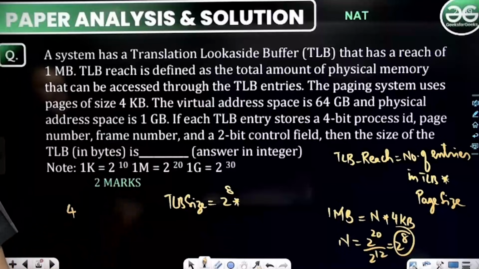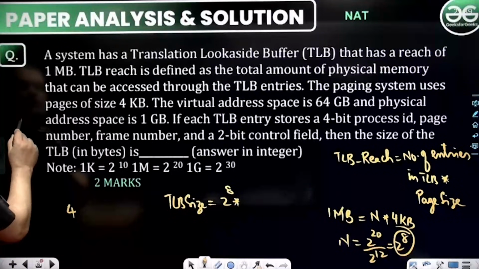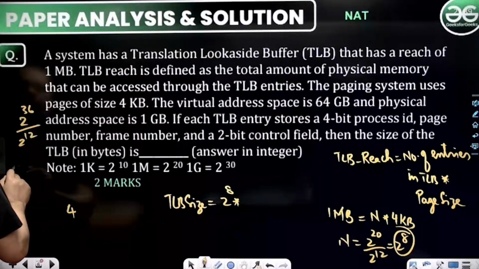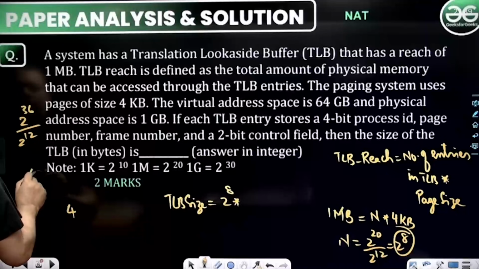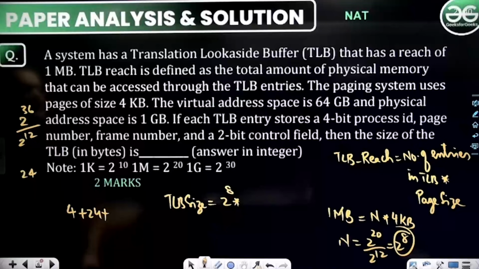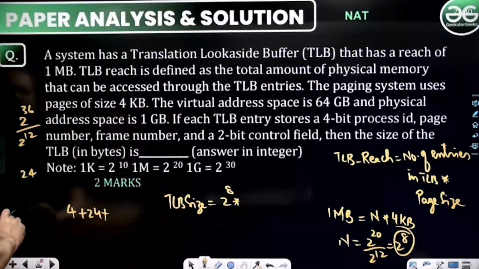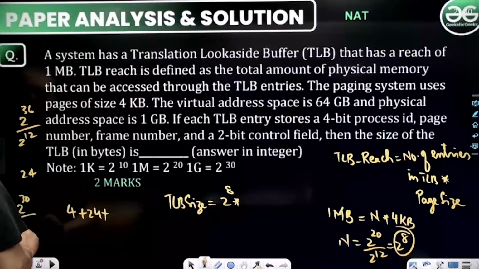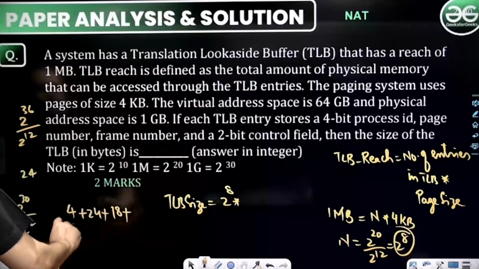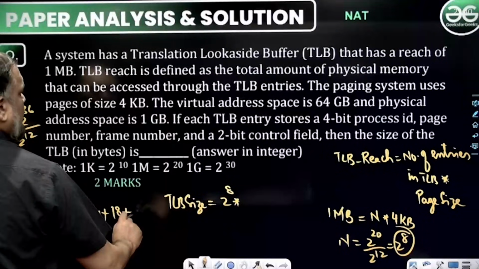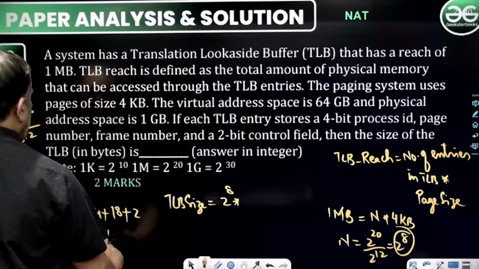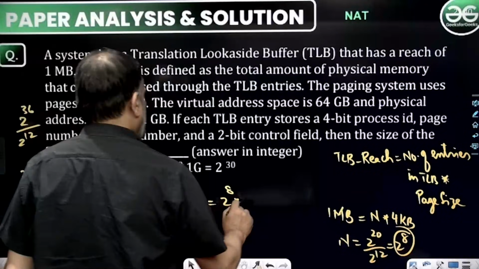What is the page number? Virtual address space is 64 GB, means 2 power 36, divided by page size 2 power 12. So this is 36 minus 12, 24 bits. Plus frame number: physical address space is 1 GB, means 2 power 30, divided by 2 power 12, so this is 18 bits. Plus a 2-bit control field. So 4 plus 24 plus 18 plus 2 is 48 bits, which is 6 bytes.